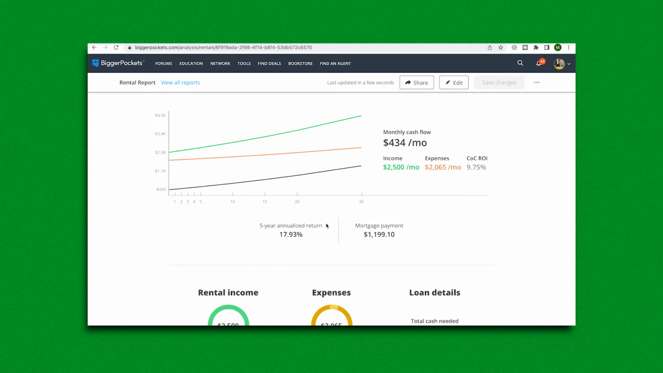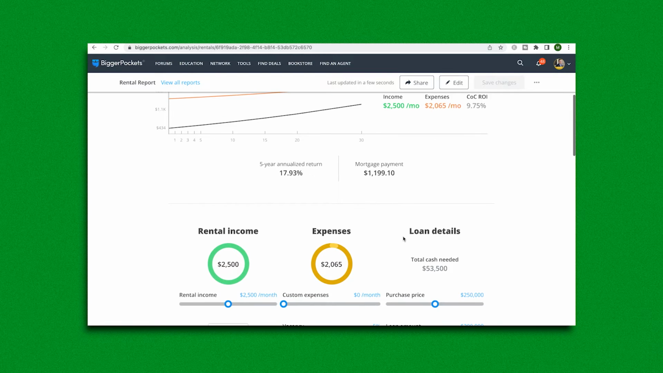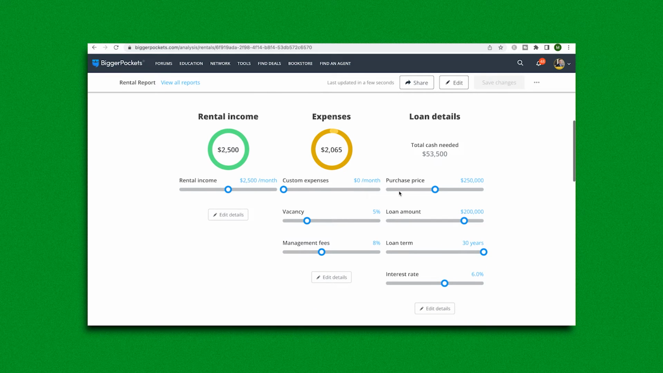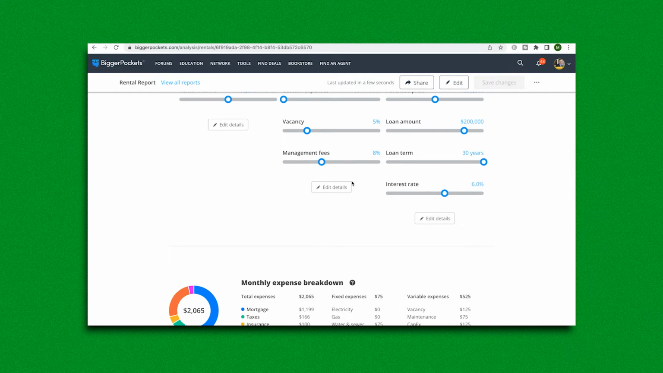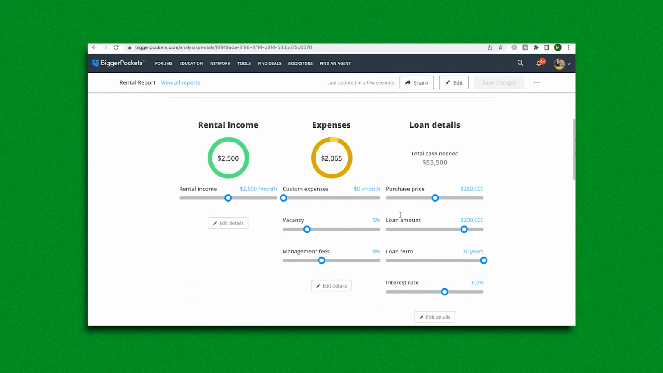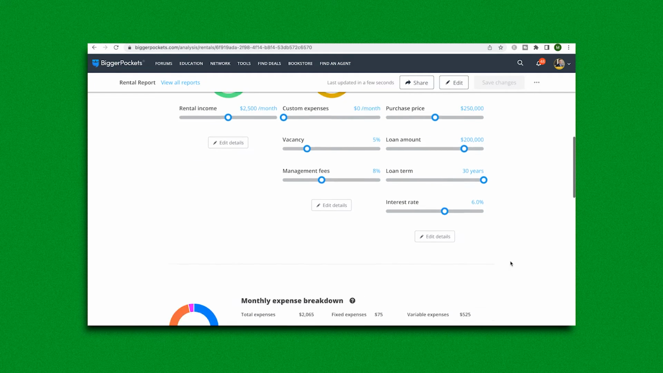You can also look at the 5-year annualized return. It'll tell you the mortgage payment, and it gives you a lot of good information. Some of it you don't really need. It's all very simple. It can look like it's complicated, but it's not. And you can edit this stuff. Usually what it looks like for me to analyze a deal is for me to play around with these numbers and to really understand what it's going to take to have it be a good deal.